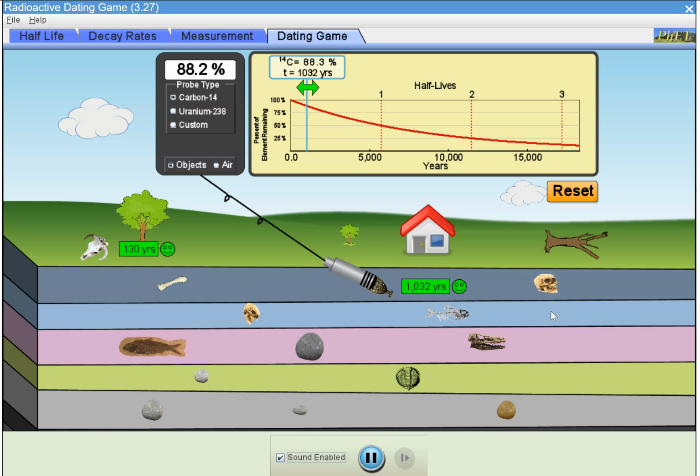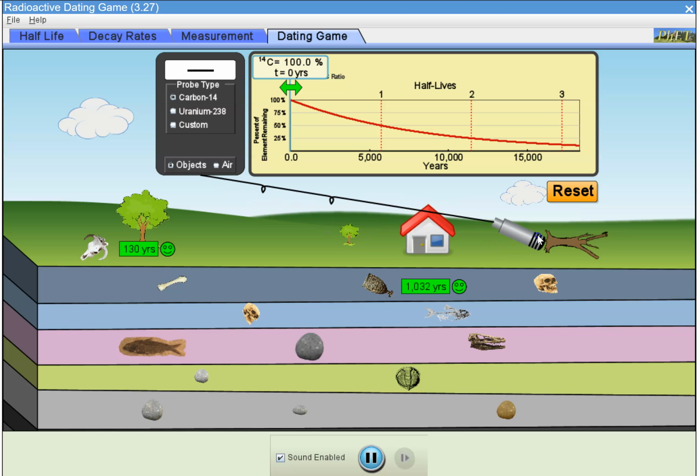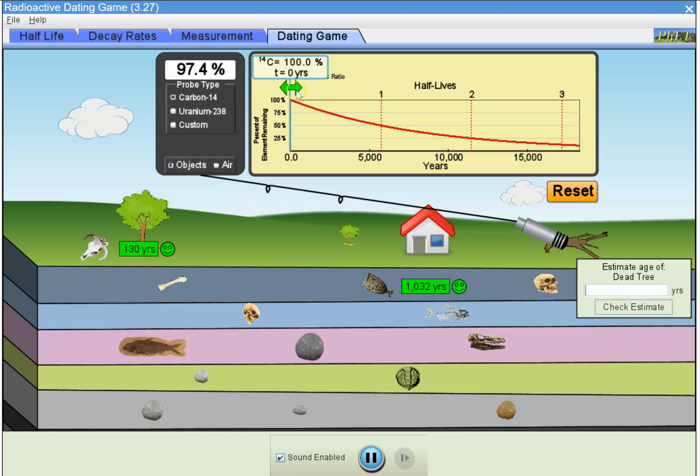And then I think I need to do one more thing. So I'll do a tree that's alive. Just for kicks, right? And we see that's 100%, so that's still living. So I would get that it was about, not really in our time frame, 0 years old. I could do this tree that's down, 97.4%. And oops, I almost had it. All right, and I would guess that that is 210 years old, and I was correct.